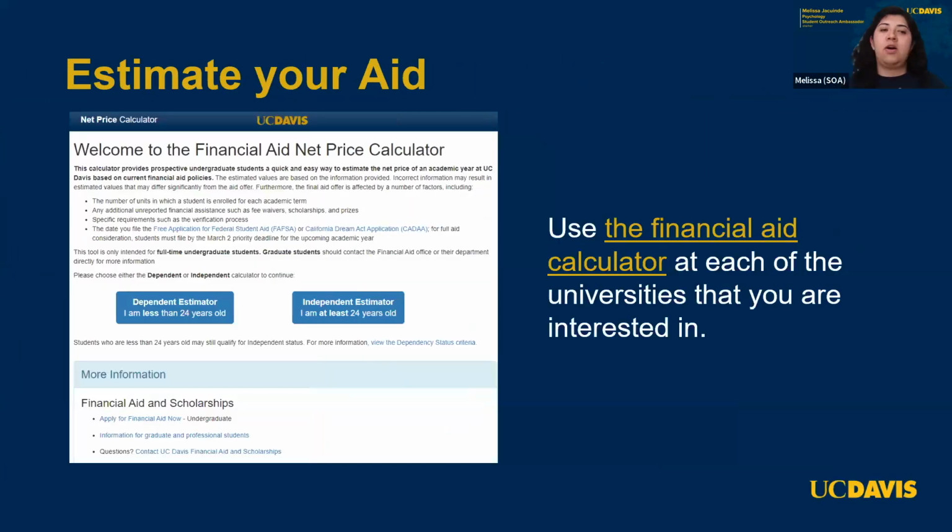And next, we can talk about how you can estimate your aid. So just like you're applying for admissions by completing major preparation and minimum admissions requirements when you transfer, you should also start thinking about how you're going to finance your education. And that includes estimating the amount of aid that you can receive. So we recommend that you use the financial aid calculator to estimate the amount at the UCs that you're interested in. So with that in mind, we can talk about how students can pay for college. We'll link the calculator in the chat as well. Next slide, please.